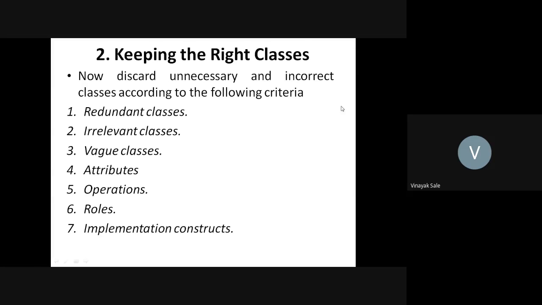So the second part is keeping the right classes. Now discard unnecessary and incorrect classes according to the following criteria. There are a total of seven criteria. First is redundant classes, second irrelevant classes, third vague classes, fourth attributes, fifth operations, sixth roles, and seventh implementation constructs.